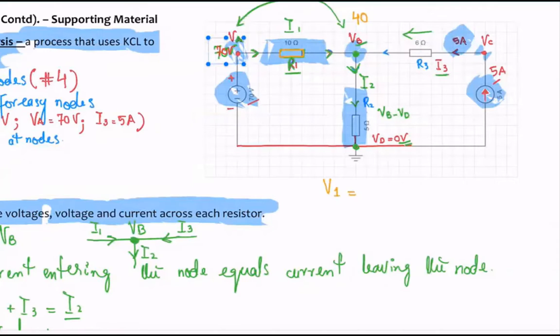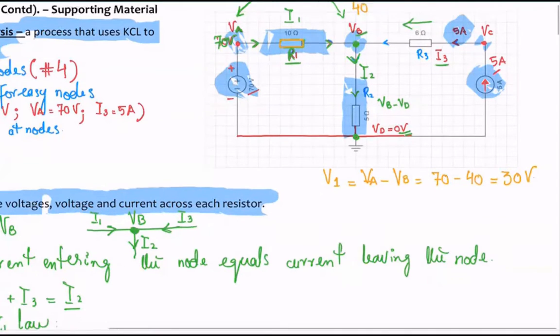30, right, correct. So I would basically get V1 would be equal to VA minus VB, correct? VA minus VB. VA is 70, and VB is 40 that we just calculated. So V1 is going to be 30 volts.